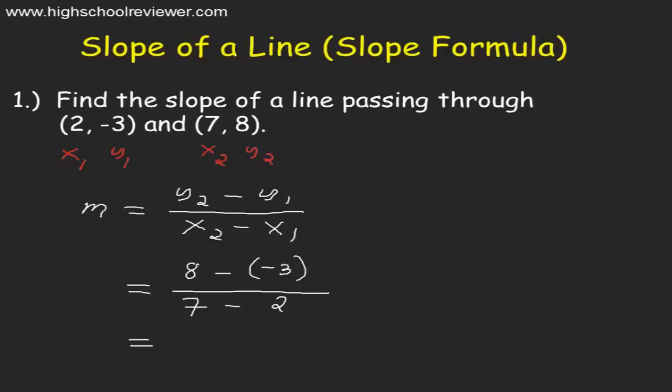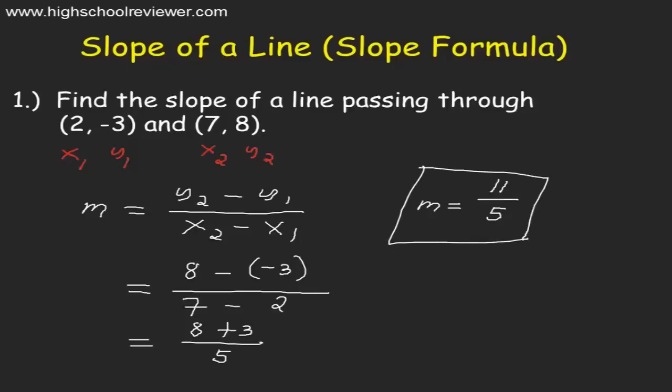So this will be 8, negative and negative will become positive, and 7 minus 2 is 5. So our slope, which is m, will be equal to 8 plus 3, which is 11, divided by 5. So the answer for number 1 for our slope is positive 11 over 5.